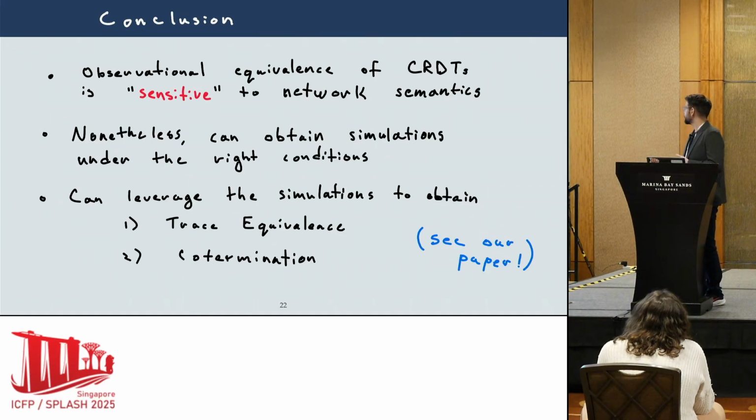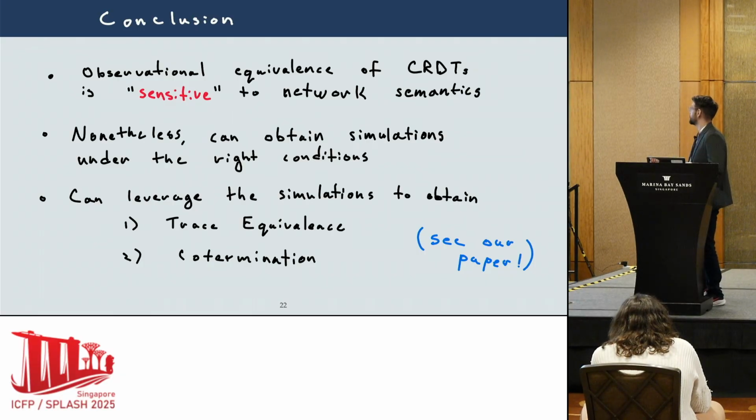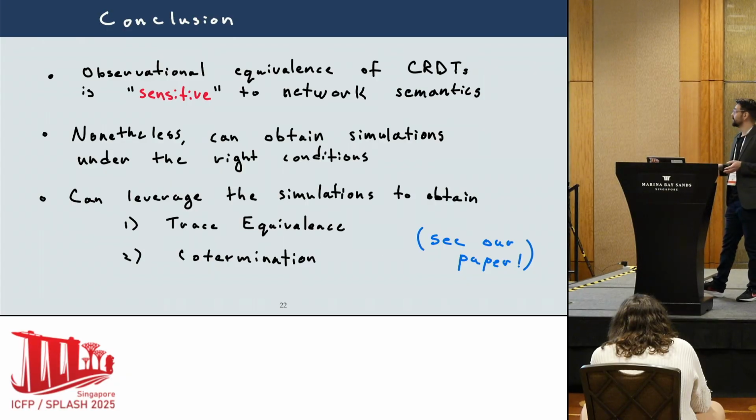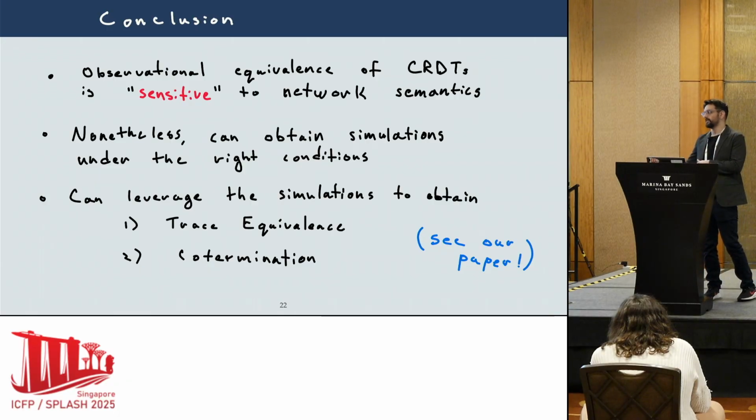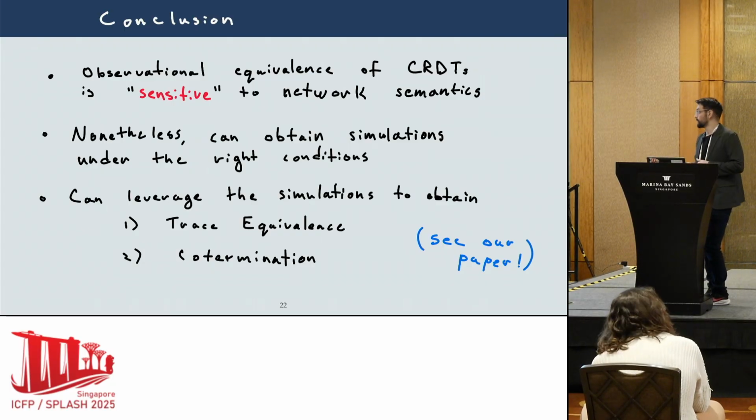So that's more or less the heart of our proof. And much of the other contributions in our paper rely on those simulations. So our conclusion here is that the observational equivalents of CRDTs are somehow sensitive to the network semantics. So if you want to say that a CRDT is equivalent and we can ignore the other type of CRDT, then you need to somehow consider the network semantics involved and make sure that broadcast is happening just as frequently, or something similar.